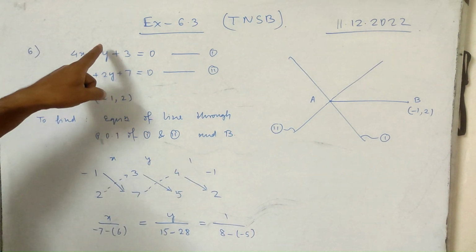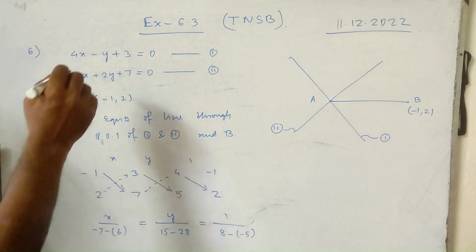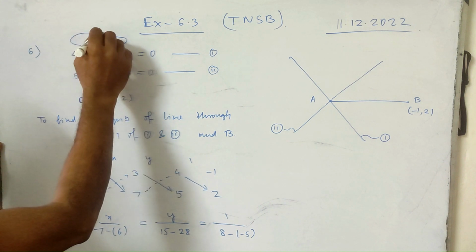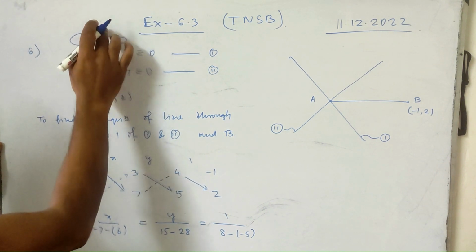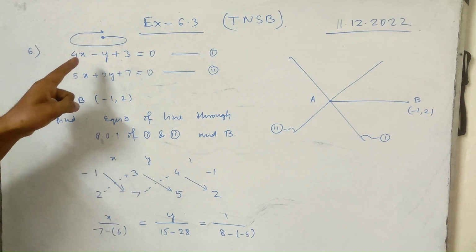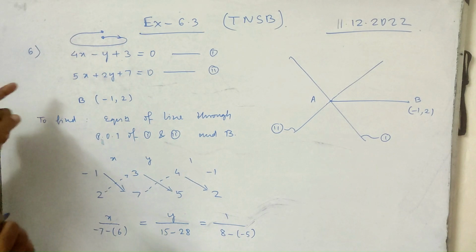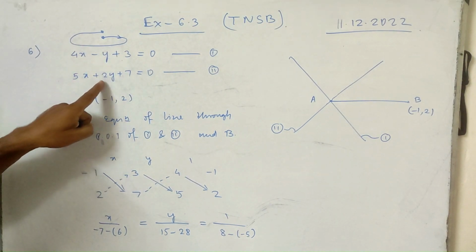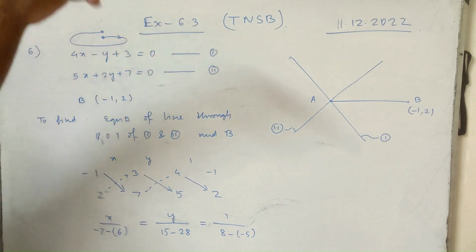You start with the coefficient of y from the middle. Go like this, in a cyclic way. Here to here, again come back here. This is the starting point, this is your final point. So minus 1, 3, 4, then again minus 1. Similarly 2, 7, 5, 2. You have to go in an anti-clockwise direction.